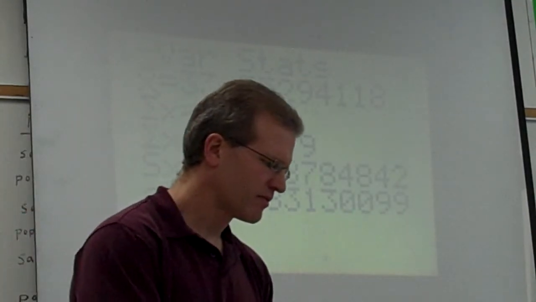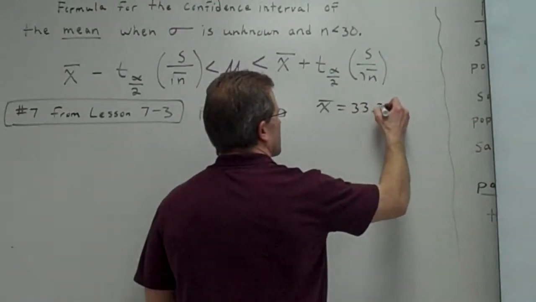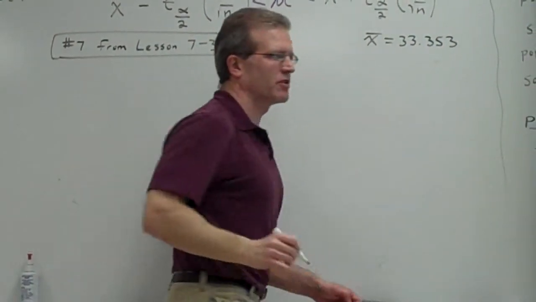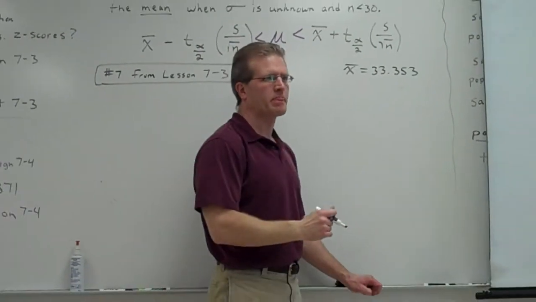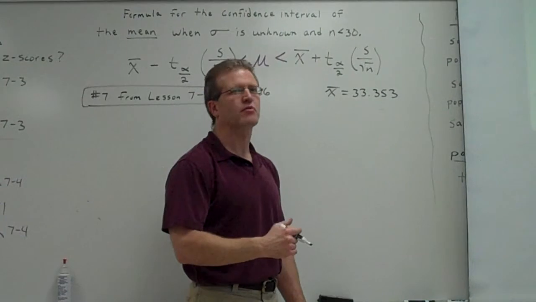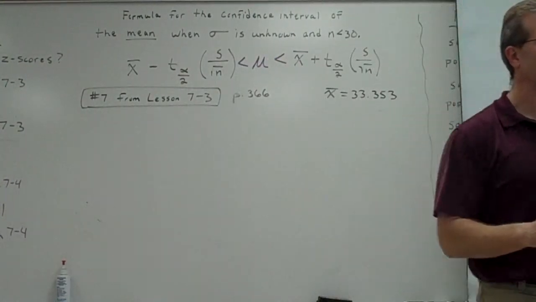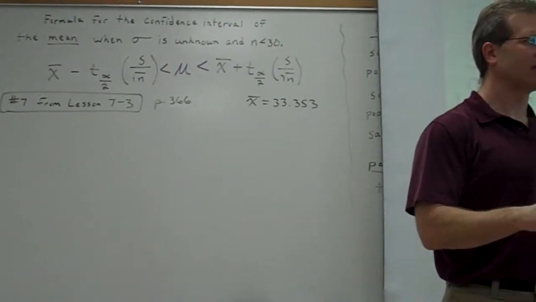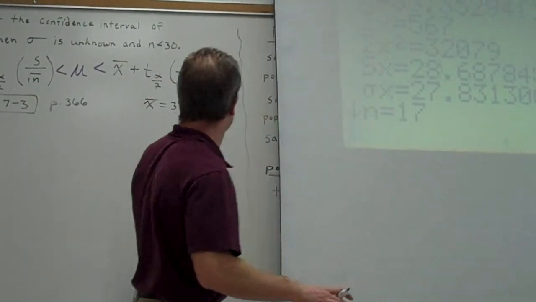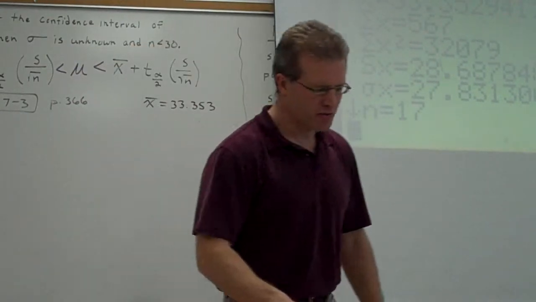So there's our X bar, 33.353. What would be the label on that? 33.353 what? Women. Yeah, on average, out of the 17 states that they picked, that's the average number of women that are in the state legislatures. About 33 or 34, right in there.